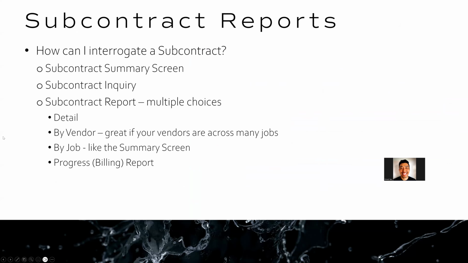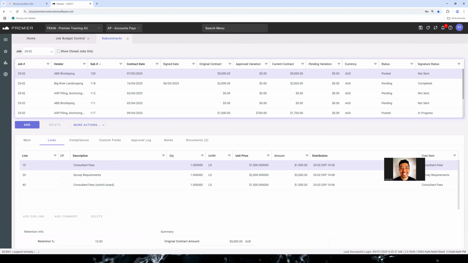All right, so subcontract reports. If you were to try and interrogate a subcontract, and you wanted to know some details about subcontracts that have been entered in the system already, these are some common ways that you can do it. There's the subcontract summary screen, the inquiry screen, and we also have a subcontract report. But let me go to the software so I can show you.